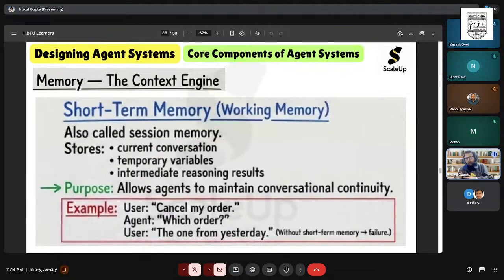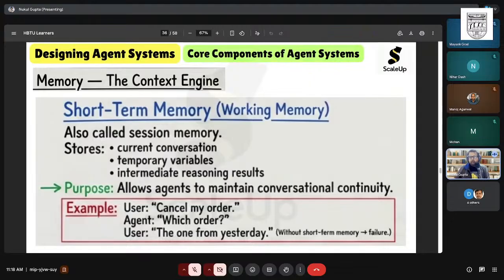So two types of memory we deal with. One is the short-term memory, which we also call the working memory. It is the session memory. It stores the current conversation, temporary variables, and intermediate reasoning results. All that is stored by the short-term memory itself. It allows agents to maintain conversational continuity.